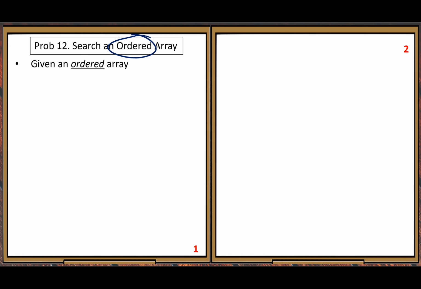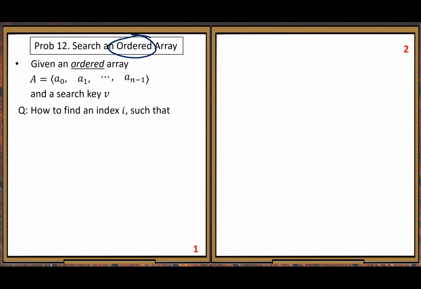It's quite interesting, something I can talk about a little bit. First, let's look at the problem. Given an ordered array like that, in ascending order already, and a search key V. Question: how to find an index I such that V equals A of I? That's the problem, such an ordered array problem.